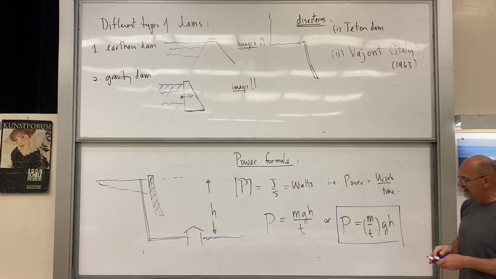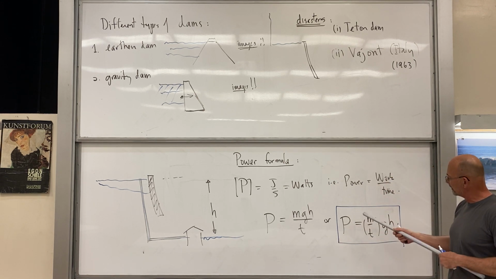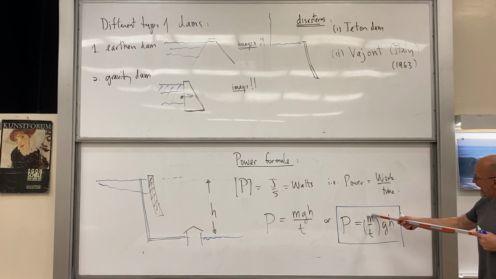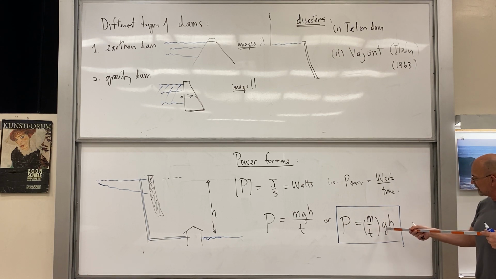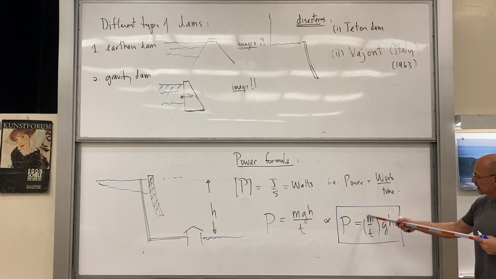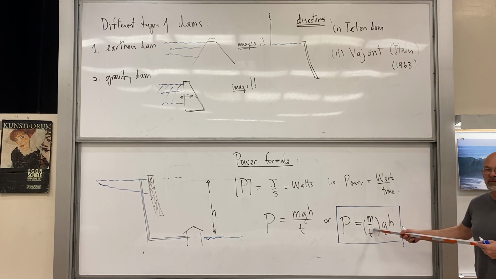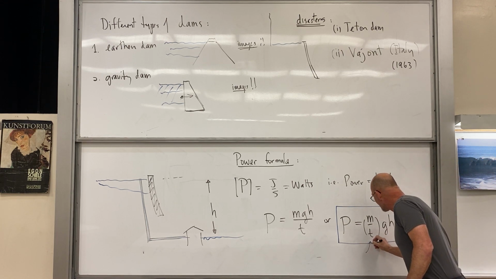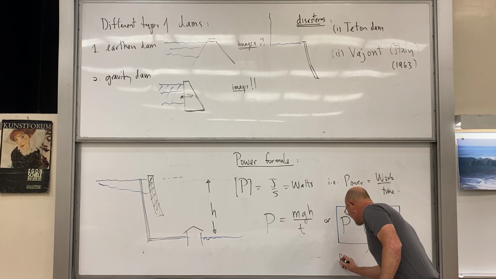So what does that mean? All we have to do is speak what we're looking at here. We have mass per time times g times h. We already know about g and h. So what about mass per time? That's kilograms per second of water, kilograms per second of water that is flowing. So this is called the flow rate in kilograms per second.